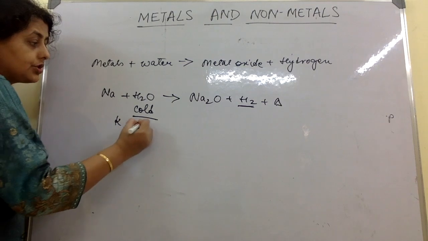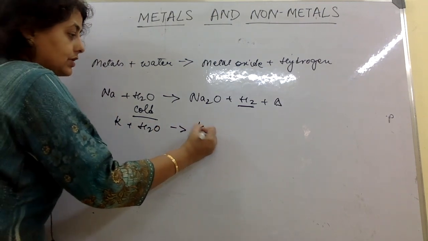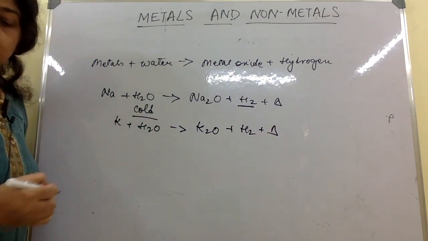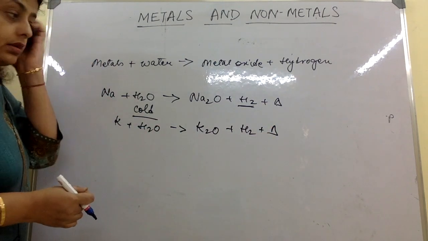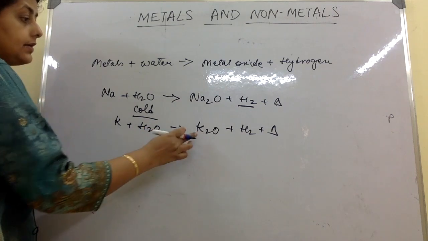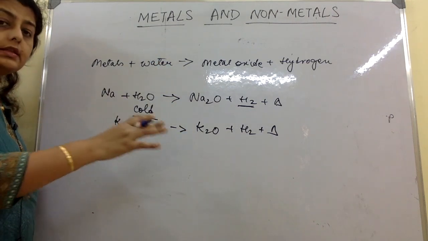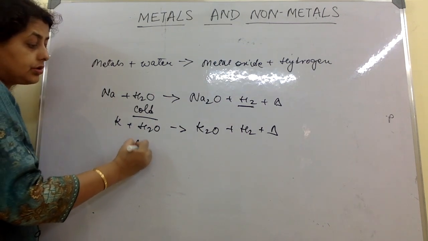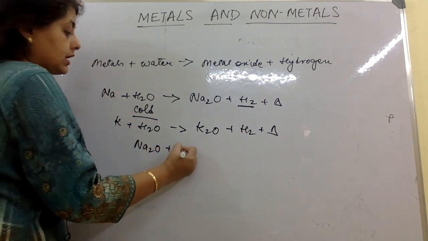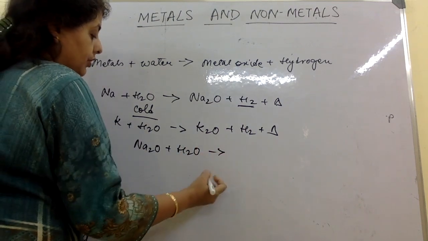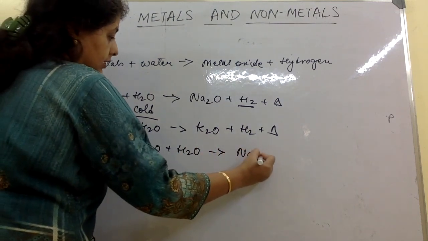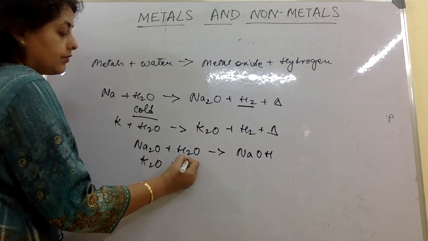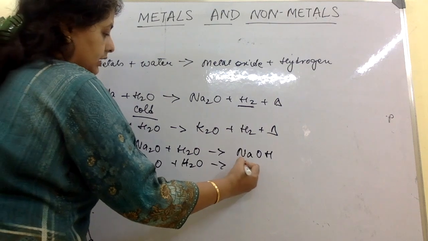Let's talk about potassium. Same thing happens for potassium as well. That also causes fire, with cold water only. Now if this oxide is there in the water, you already know that further this oxide will combine with water to form what? NaOH, or K2O will further combine with water to form KOH.